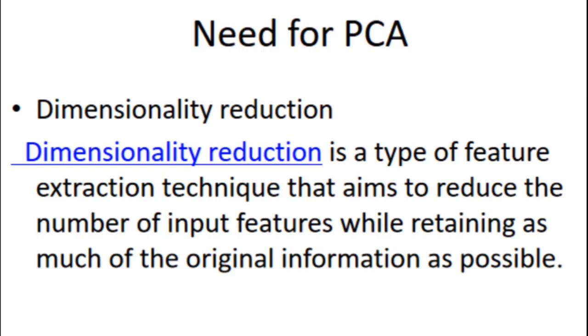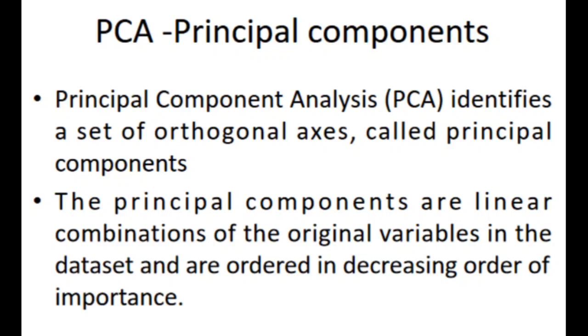As the number of features or dimensions in a dataset increases, the amount of data required to obtain a statistically significant result increases exponentially. This can lead to issues such as overfitting, increased computation time, and reduced accuracy of machine learning models. Principal component analysis (PCA) technique identifies a set of orthogonal axes, called principal components, that capture the maximum variance in the data. The principal components are linear combinations of the original variables in the dataset and are ordered in decreasing order of importance.